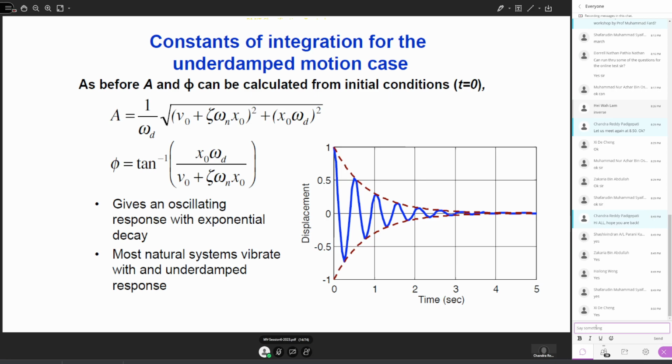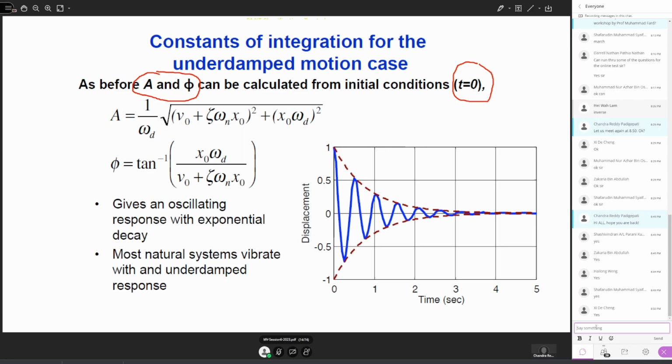So the initial conditions, as we have done earlier, so the magnitude of the vibration and phase of the vibration can be calculated once you know the initial condition. So initial condition always refers to when the time is 0, so what will be the displacement and what will be the velocity.